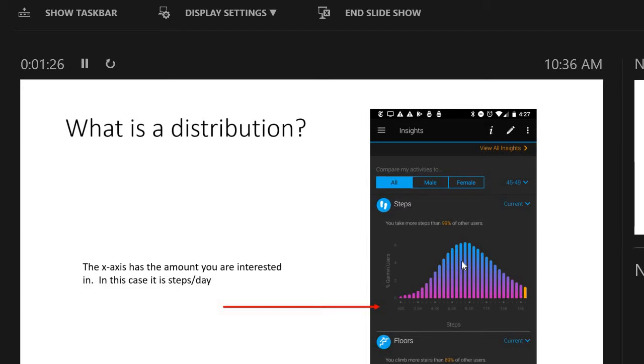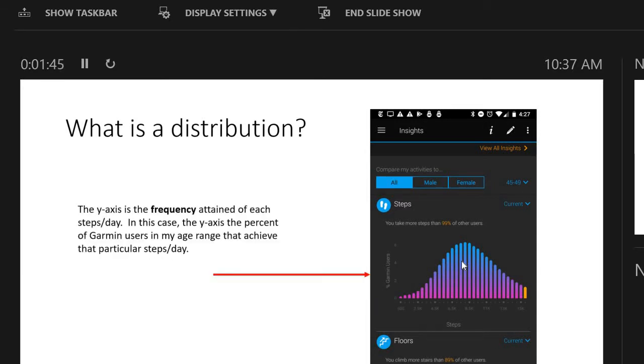The x-axis always has whatever you're measuring. In this case, I'm measuring steps per day, so that's the x-axis, whatever you're quantifying. The y-axis has the frequency of people doing that. In this case, they have it as percents. So this axis is how frequently in your sample you see something.